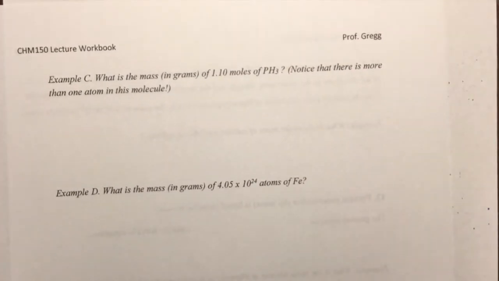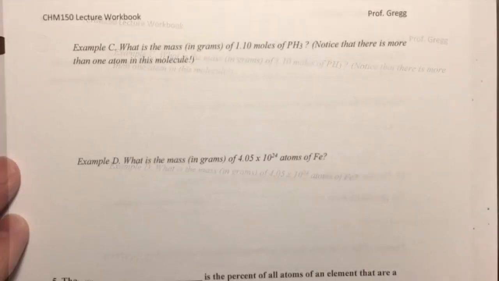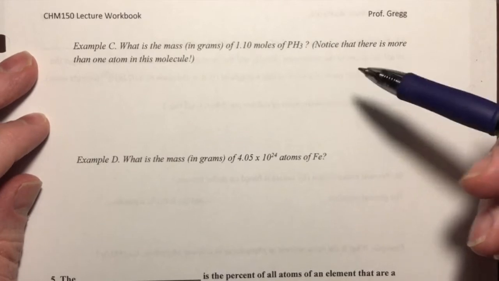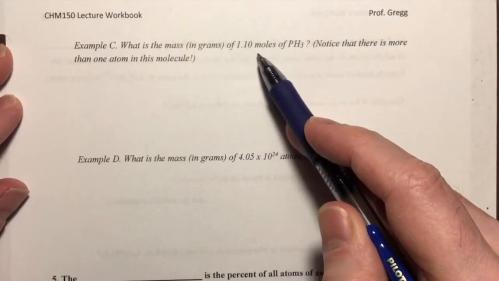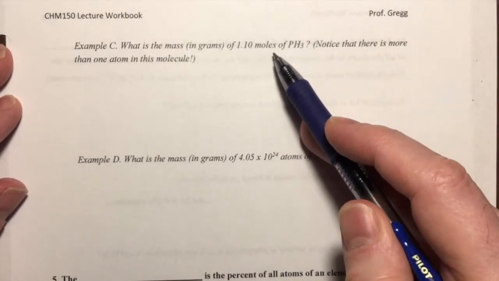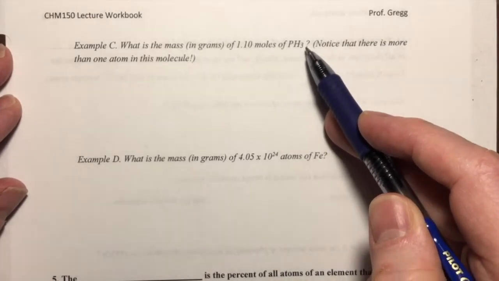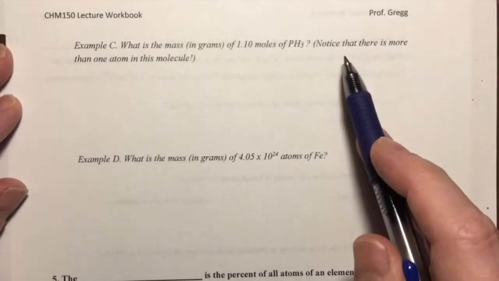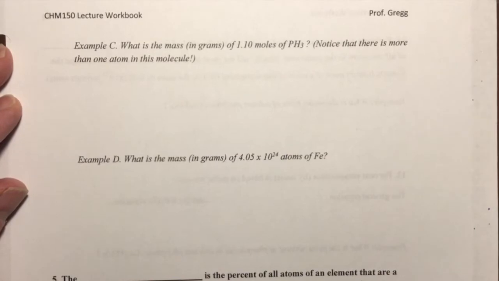a little bit more complicated problem, but not too much more, I hope. So this is another problem that is going to require our molar mass conversion. What is the mass in grams of 1.10 moles of a substance? The difference here is that we're not dealing with just an atom of an element, but we are now dealing with a compound that has more than 1 atom in it. So that's what this note says. Notice that there's more than 1 atom in this molecule. Well, we approach it the same way.